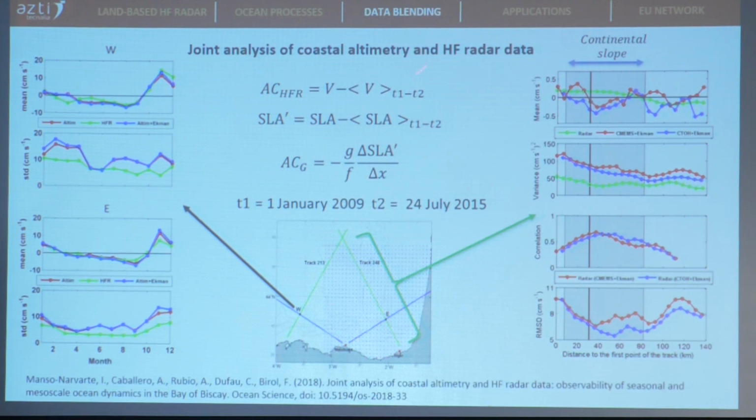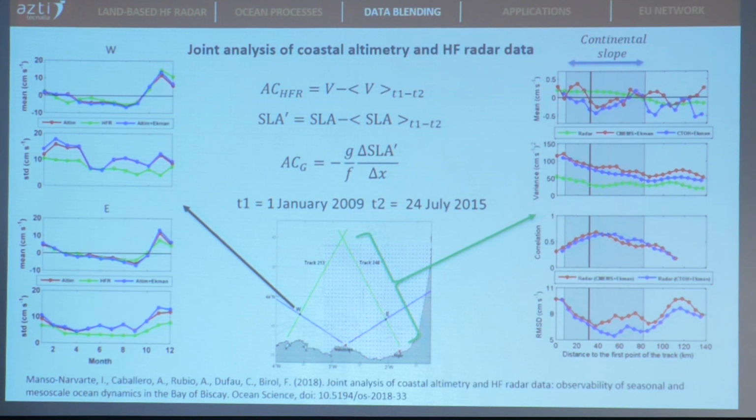From that, basically what we do is compute low-pass filtered radar currents, and then anomalies to the same time frame as the SLA, and then compute geostrophic currents from SLA and compare these geostrophic currents to the pseudo-geostrophic radar currents. We did that following two approaches. One is just to use the radial currents that are perpendicular to the track, and the other approach was to use all the currents projected onto the altimeter track.